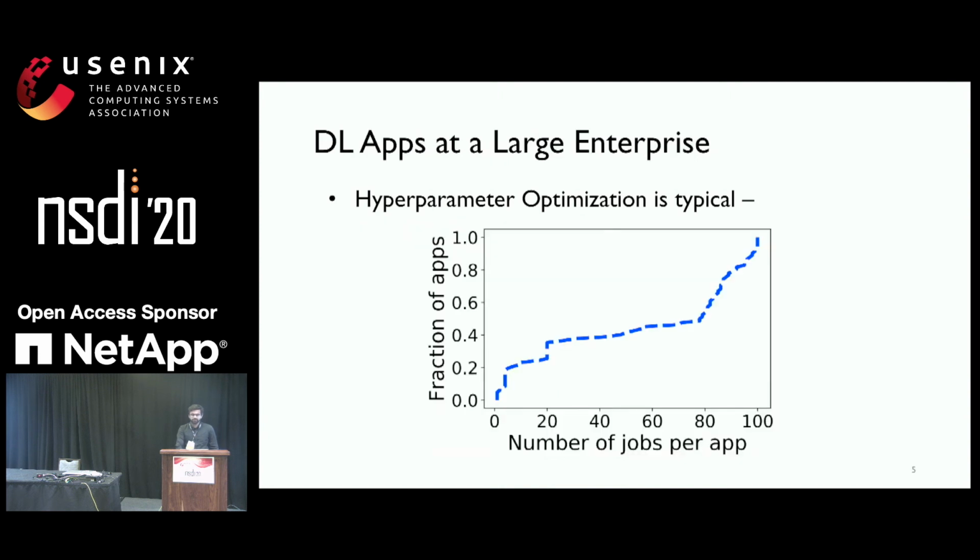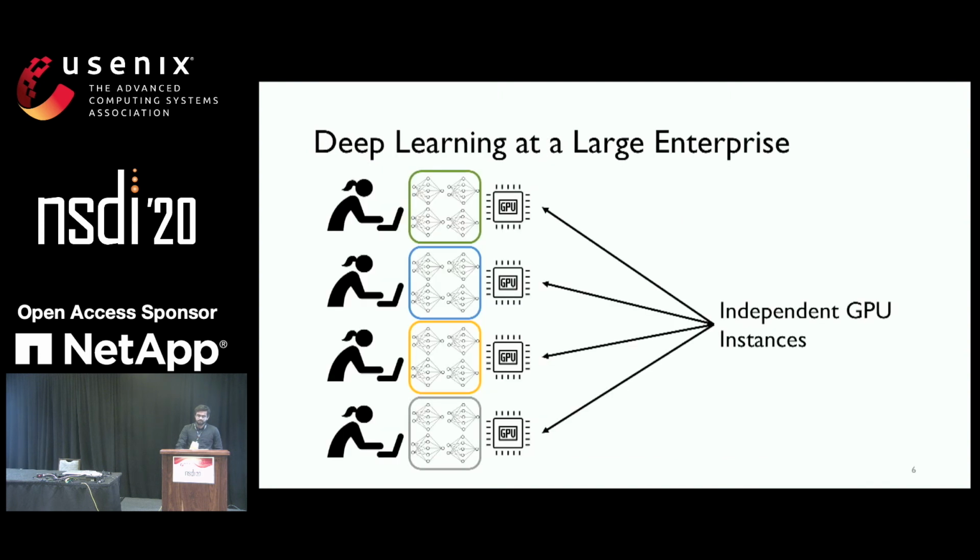To highlight prevalence of deep learning apps, let's look at this graph which plots the CDF of number of jobs in deep learning apps from a trace obtained from a GPU cluster at Microsoft. We see that there are only about 5% apps with just a single job, and hyperparameter optimization with multiple jobs in a single deep learning app is the common case.